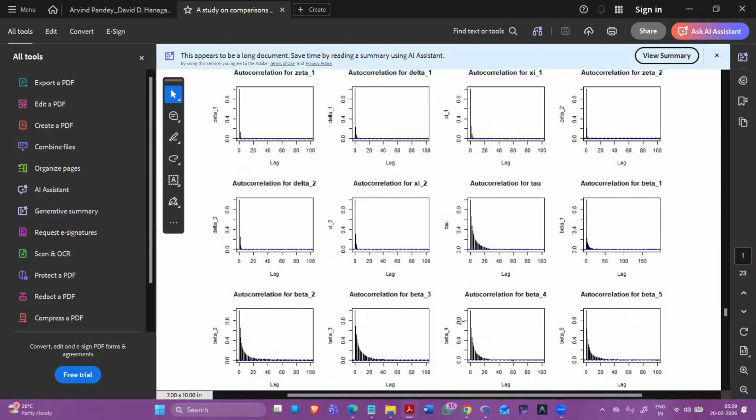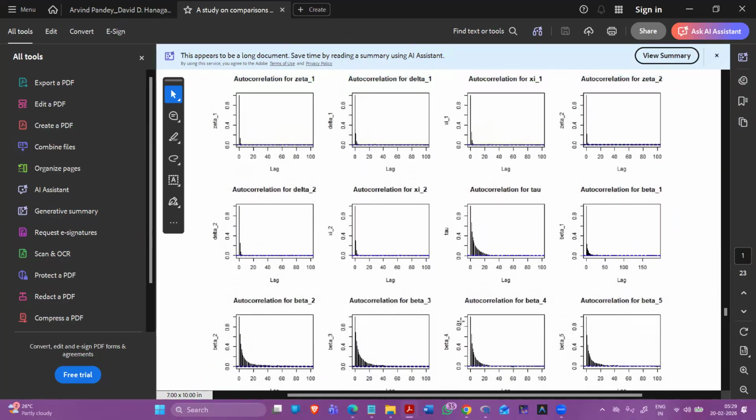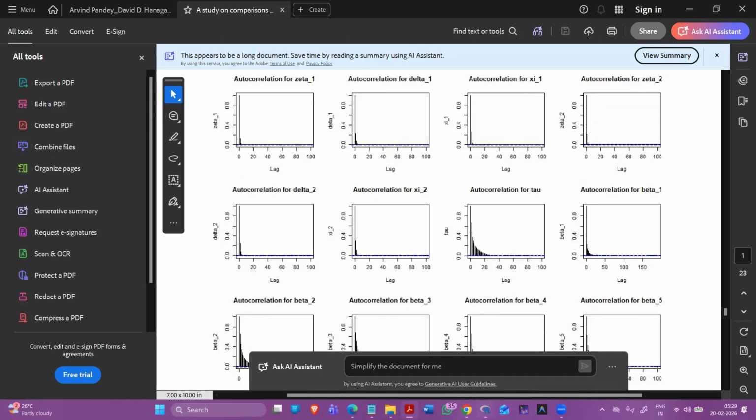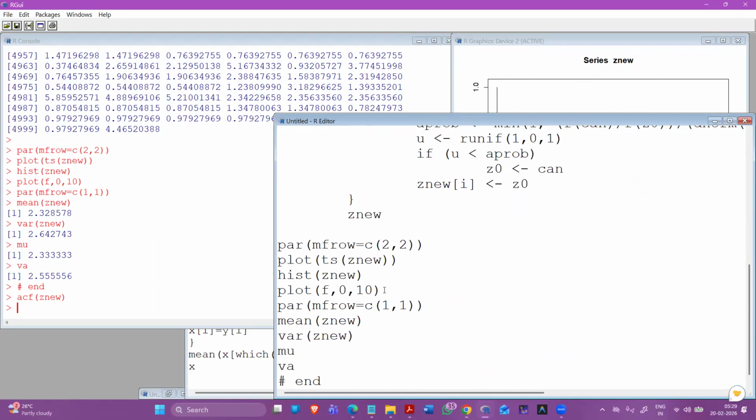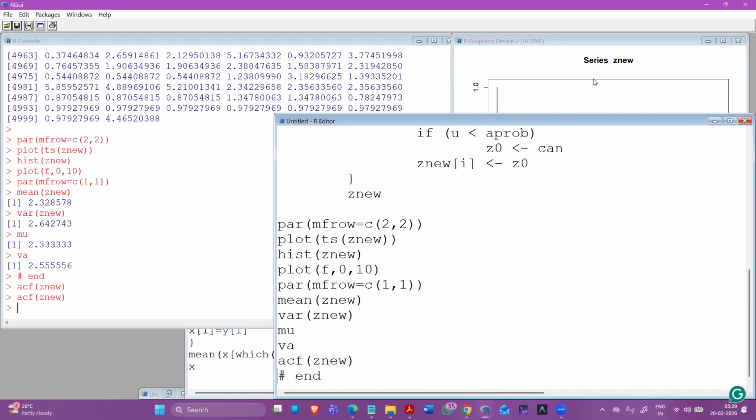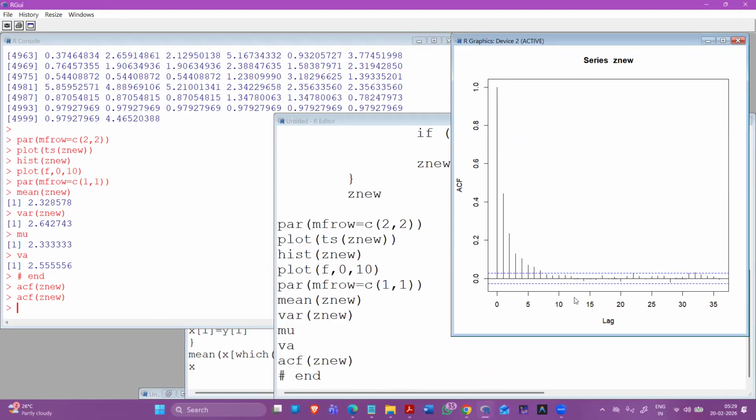If you just see here, you will find the negligible autocorrelation. I showed you earlier how to find out the autocorrelation. For that, the command is ACF in R. The command was ACF of Z new. Right. This is your ACF. This is negligible. First thing is that.